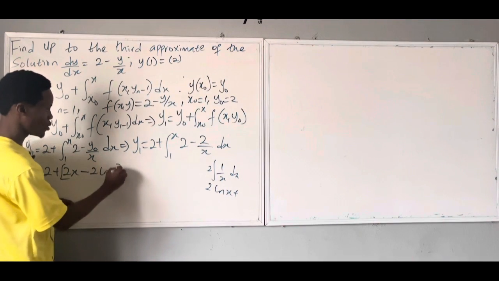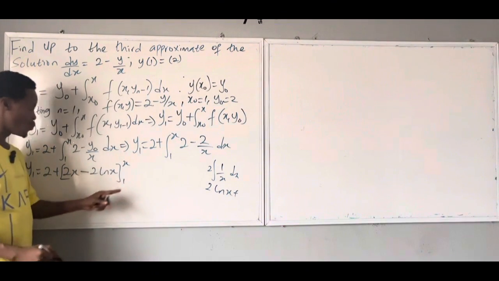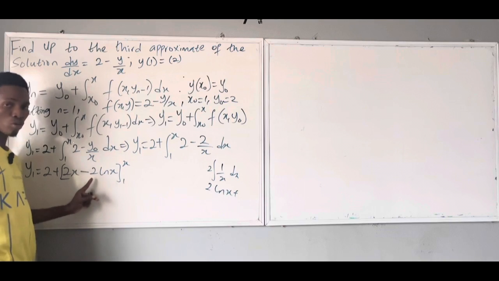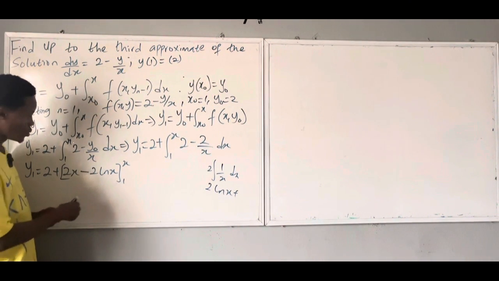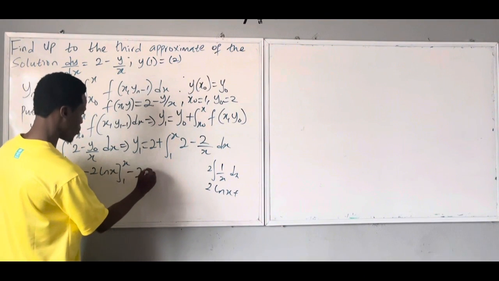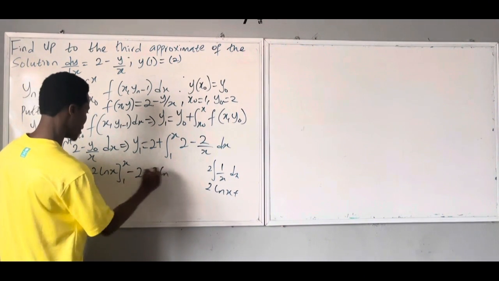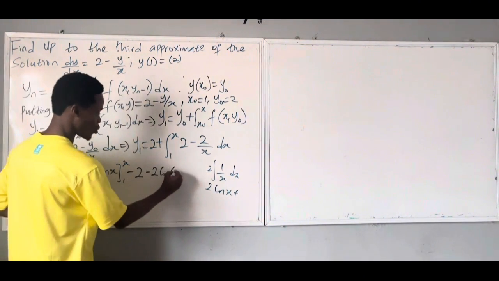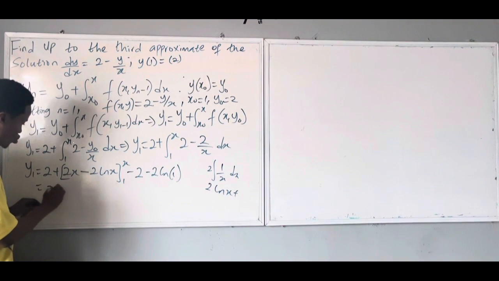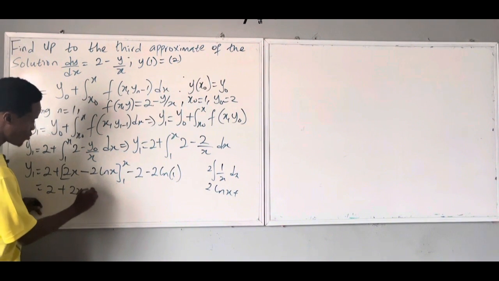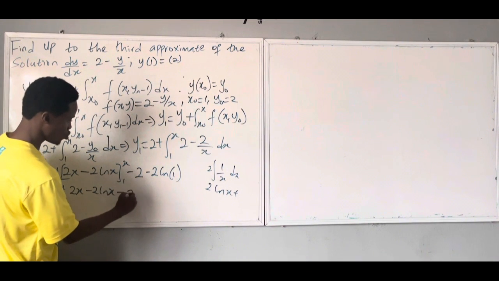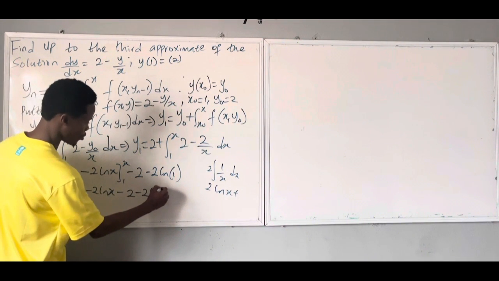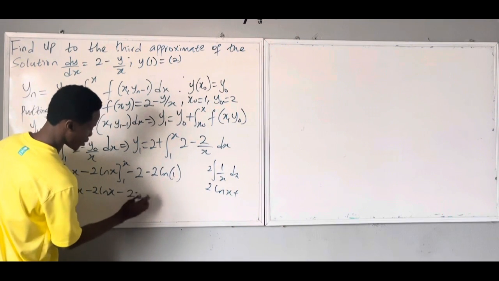Here we have from what? From 1 to x. If you put when s is x, we are going to get this back. If you put when s is 1, we are going to have 2 minus 2 minus 2 ln x. What is our x? x is 1. We know that I'm going to have 2 plus 2x minus 2 ln x minus what? Minus 2 minus 2 ln 1. So ln 1 is 0 minus 0.